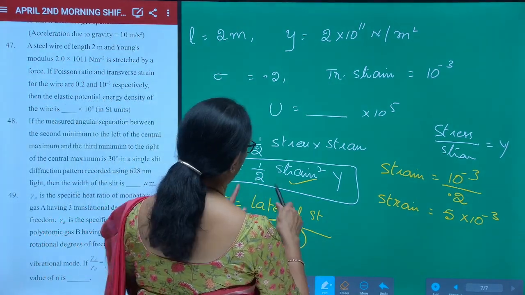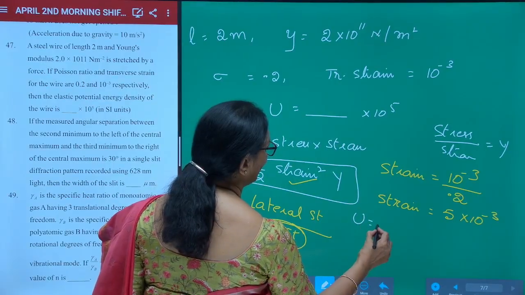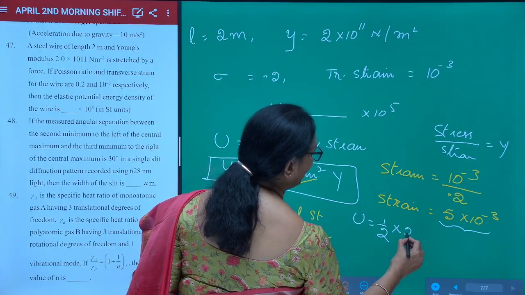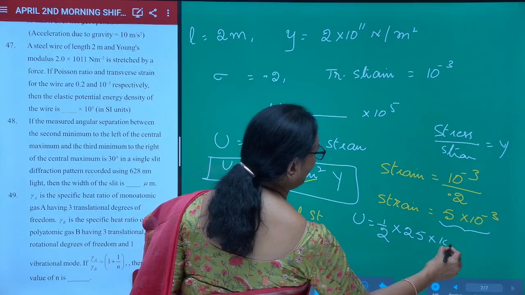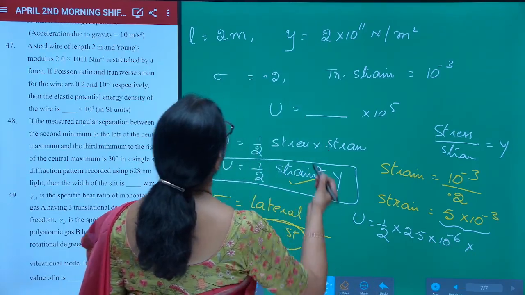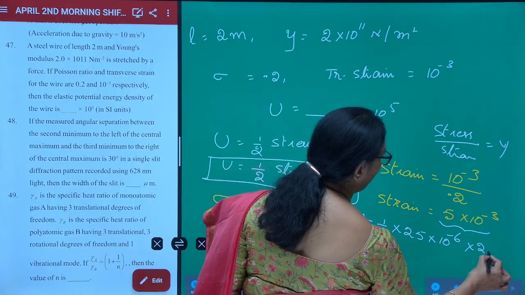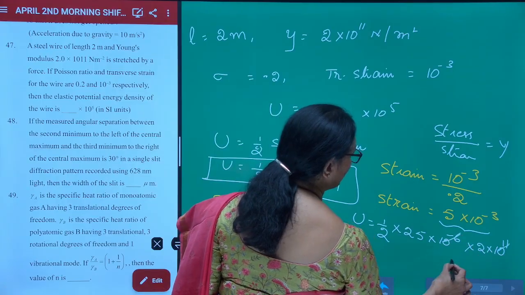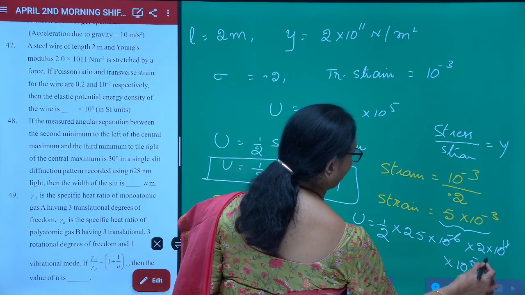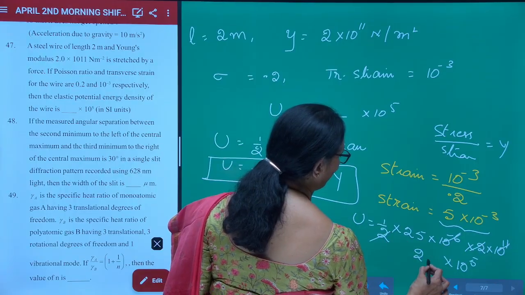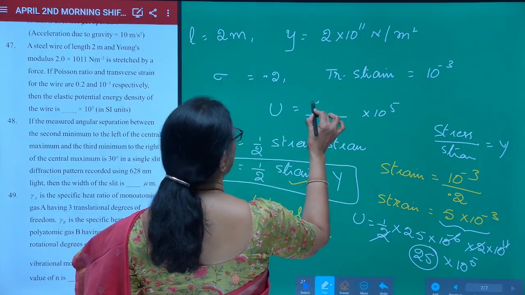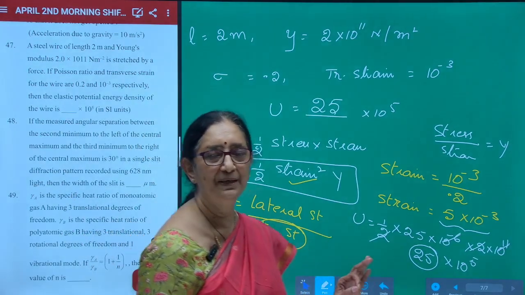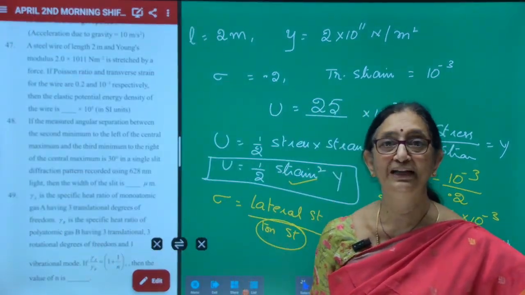So, substituting in this expression, energy is half strain square into Y. 5 square is 25 into 10 power minus 6, and Y is 2 into 10 to the power of 11. So, here 10 to the power of minus 6, 10 power 11, gives 10 to the power of 5. 2 and 2 get cancelled. We are left with 25. So, the value here is 25. So, the problem is half strain square into Y.